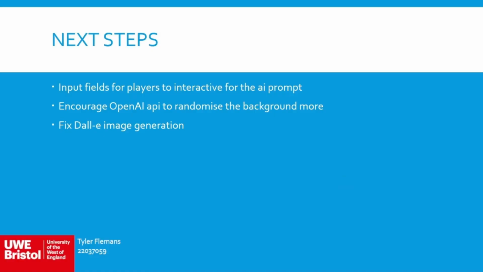The next steps for this project are to add input fields for players to interact with the AI prompt, so that the AI can take the inputs from the player and use that to create a customized D&D character, and the player can leave them blank if they want, so that the AI can do it for them. Encourage the OpenAI API to randomize the background more, because currently it seems to be just printing the same thing. It will change the name but not much else. As well as to fix the DALL-E image generation so that a texture will appear next to the character, and hopefully it will represent it quite well.